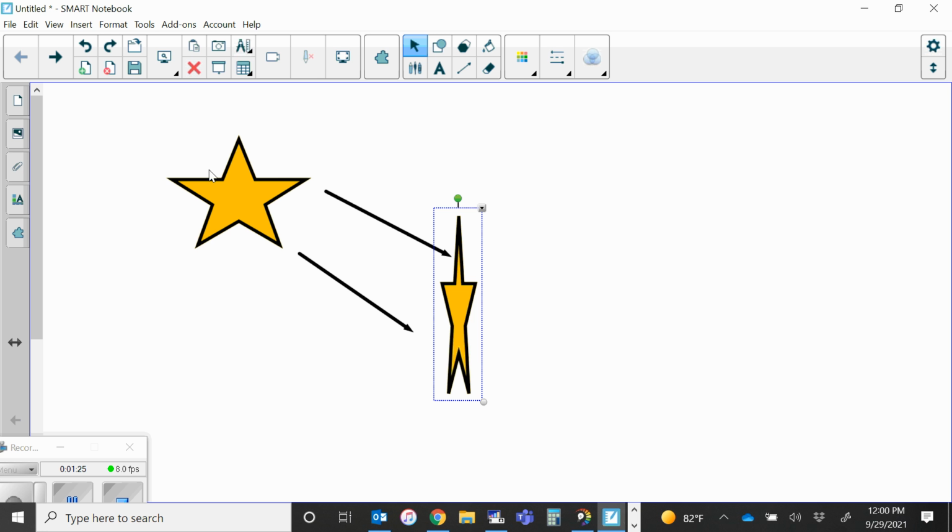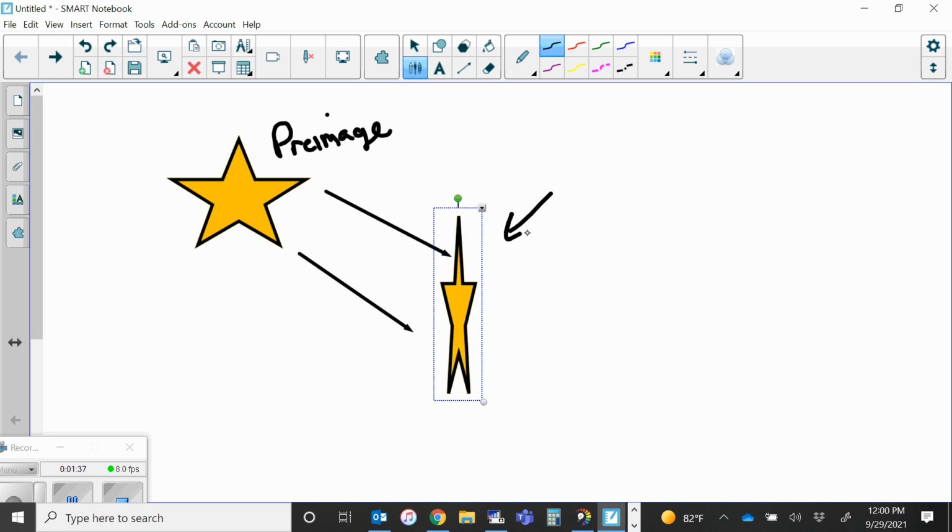This right here, no matter what, is always called the pre-image. What you start with is called the pre-image. What you end up with is called your image. Pre kind of means before, so before image. The image is the after one. Does that make sense so far, yes or no?